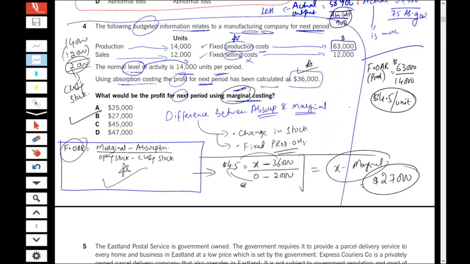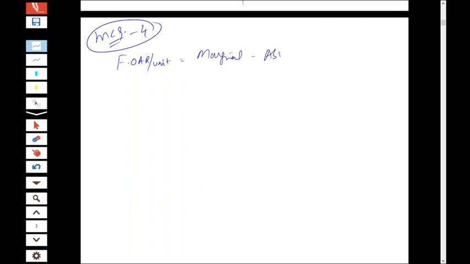Okay, I'm solving this answer for you. This is MCQ number 4. This is a simple format. Fixed overhead absorption rate per unit is equal to marginal profit minus absorption profit, divided by opening stock minus closing stock. Fixed overhead absorption rate was $4.5.